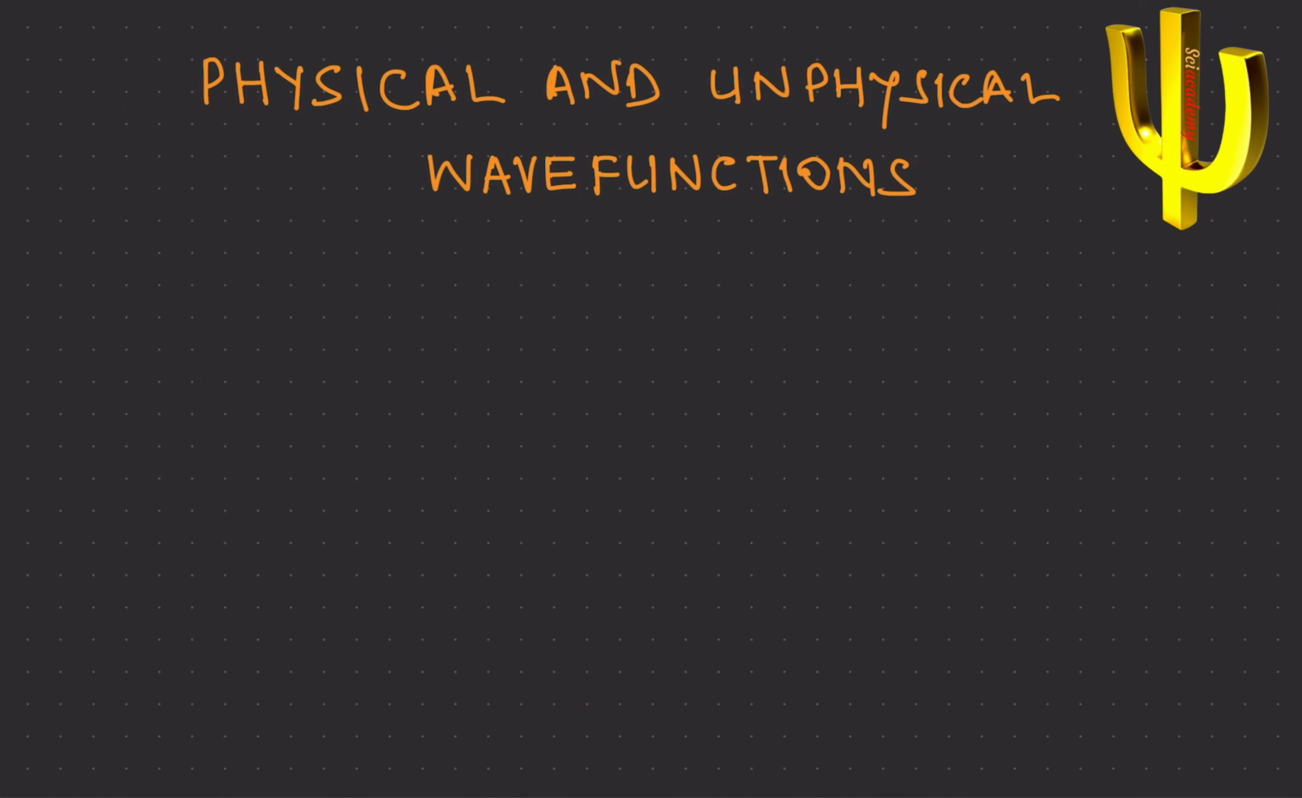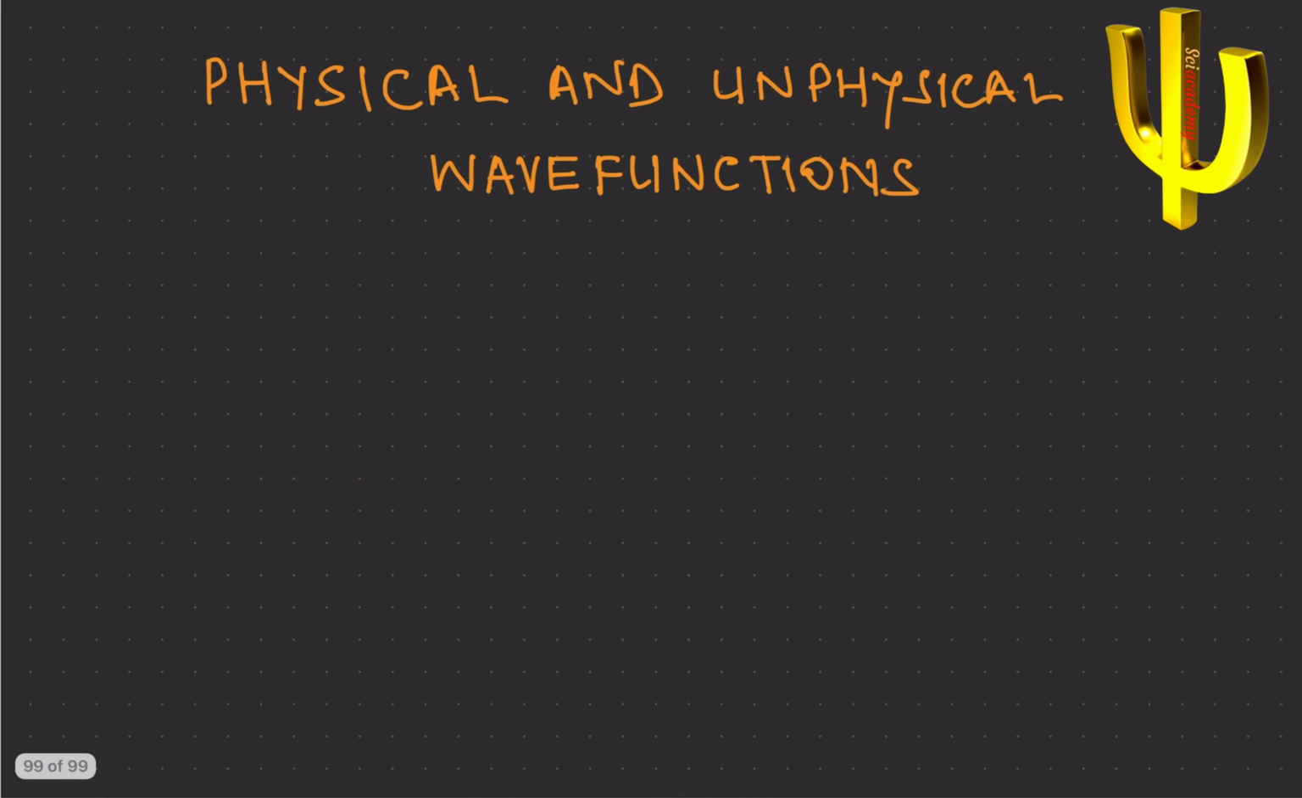So, friends, let's define the conditions that make a function physical or non-physical. If a function and its derivative are finite, continuous, single valued everywhere, and the most important thing, if it is integrable, then the function is said to be physical. And if these conditions are not fulfilled by the wave function, then the function is not physical and is called unphysical. We will understand this with the help of examples.